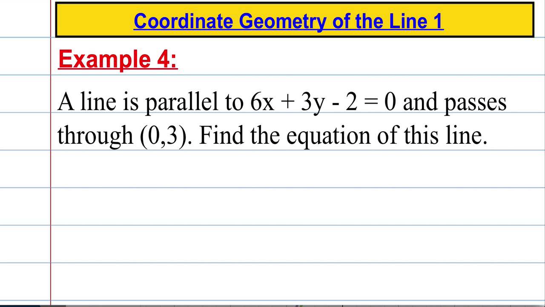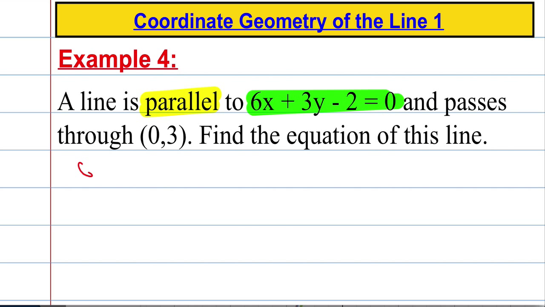Example 4. A line is parallel to 6x plus 3y subtract 2 equals 0 and passes through the point 0, 3. We're asked to find the equation of the line. Well, the important fact here is that we're talking about a parallel line, which means that it has an equal gradient to this line here. So I'm going to change the subject and work out what the gradient m might be.